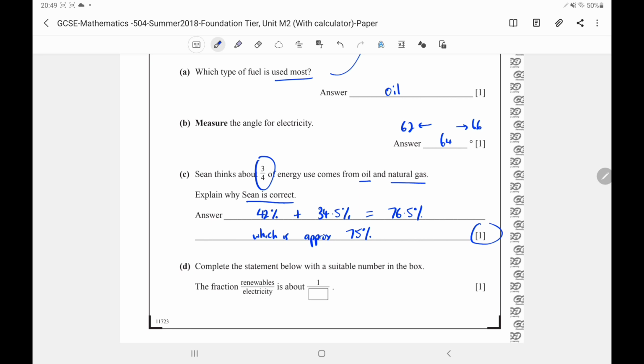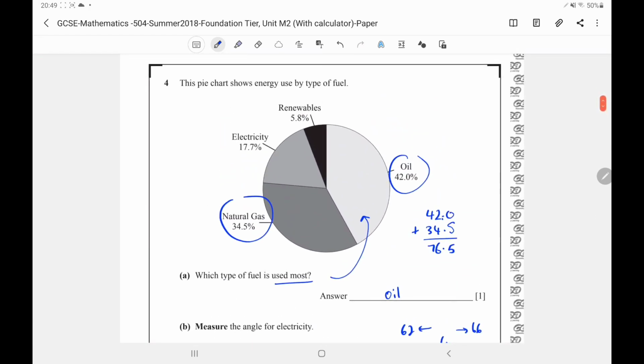Last part then, complete the statement below with a suitable number in the box. The fraction renewables over electricity is about 1 over something. So let's look up to the pie chart. There is renewables and there is electricity. So we're comparing these two numbers.